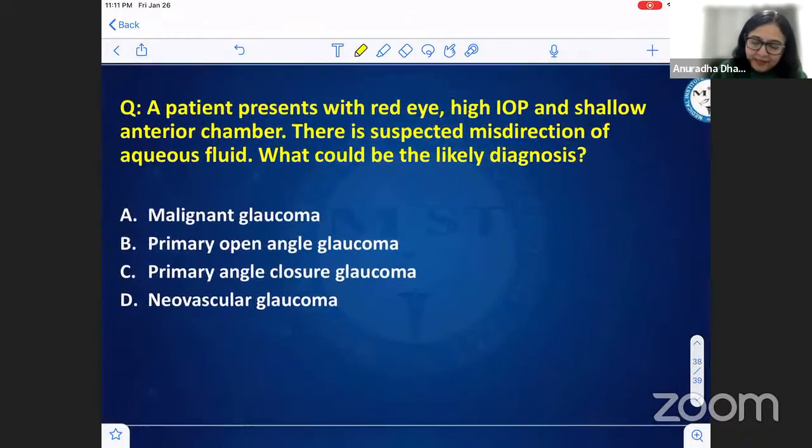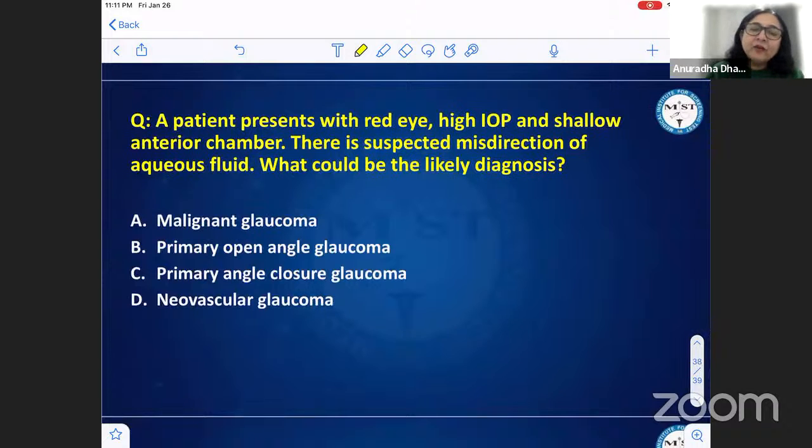Then there was likely a question on a case scenario of glaucoma. The question was something like, a patient presents with red eye, high intraocular pressure, and shallow anterior chamber. Okay, so the pressure is high, the eye is red, but the anterior chamber is shallow. There is suspected misdirection of the aqueous fluid. What could be the likely diagnosis? Though it is a very uncommon type of glaucoma, there is one condition in which aqueous, rather than flowing into the anterior chamber and then draining out, is misdirected towards the vitreous cavity.